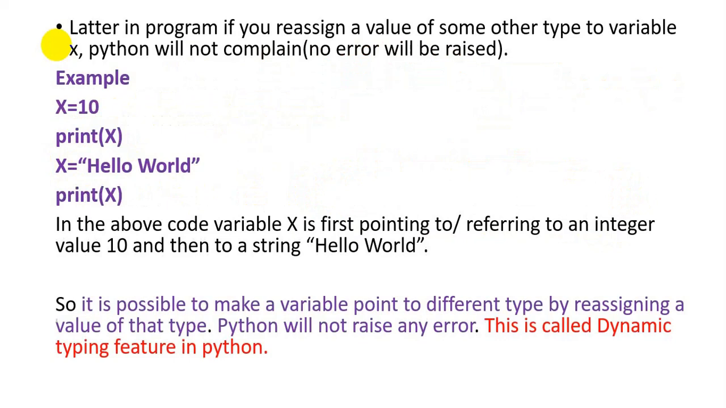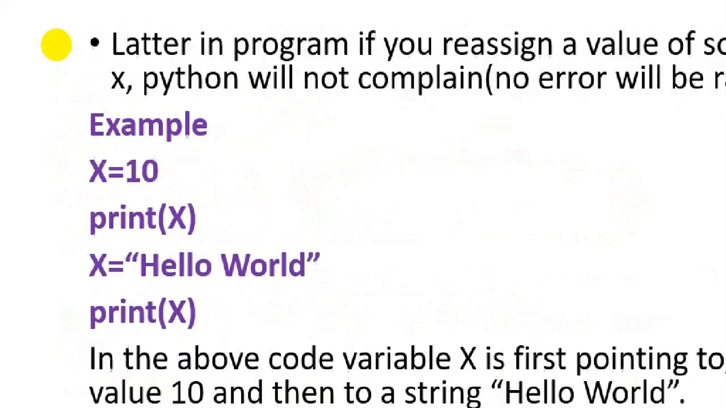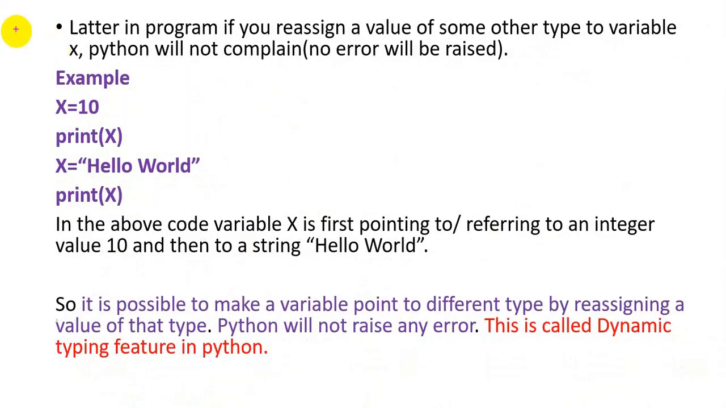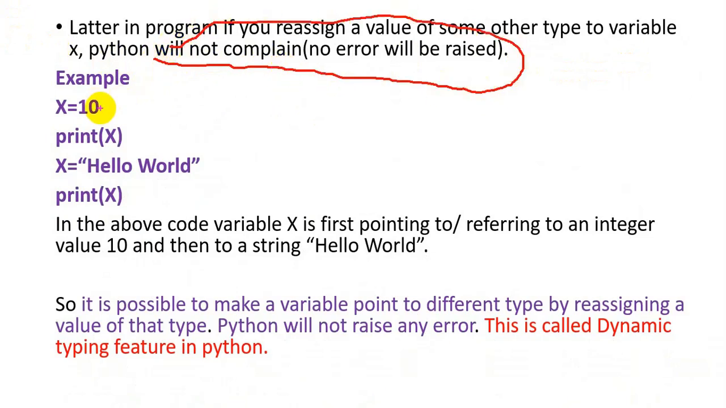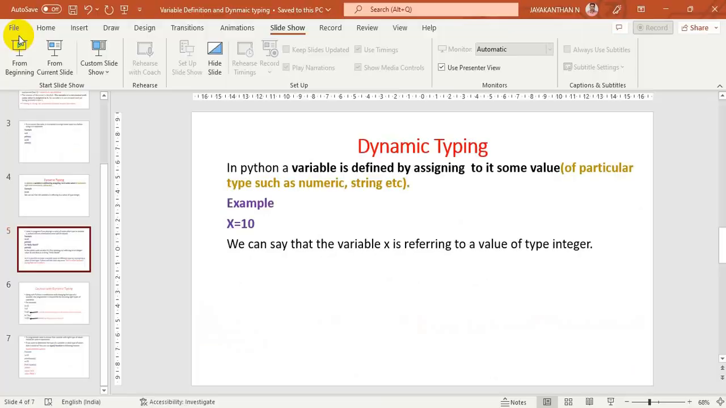Later in the program, I am reassigning some value. See this example, I am reassigning some value to the variable x. Python will not complain, no error will be raised. So x equal to 10, I am printing the value of x. What is x? X is an integer variable. When I print it, the value will get printed. Now I am assigning x equal to hello world. Now what is x? Hello world is a string. So x is assigned a string value. Now x has become a string variable. We are able to print it. Python won't show an error. We'll see it in the demo.